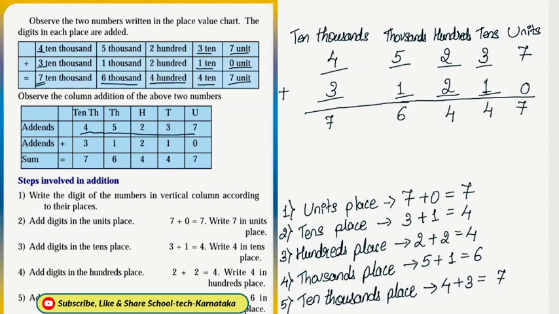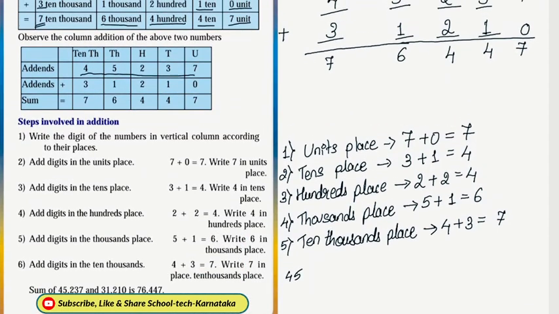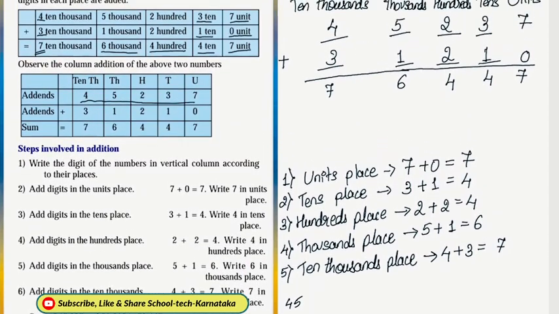So the answer for the question, sum of 45,237 and 31,210 is equal to 76,447. So this is the answer.